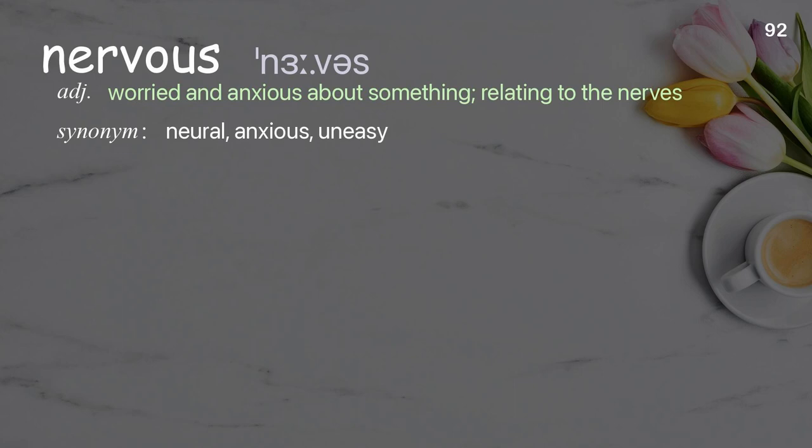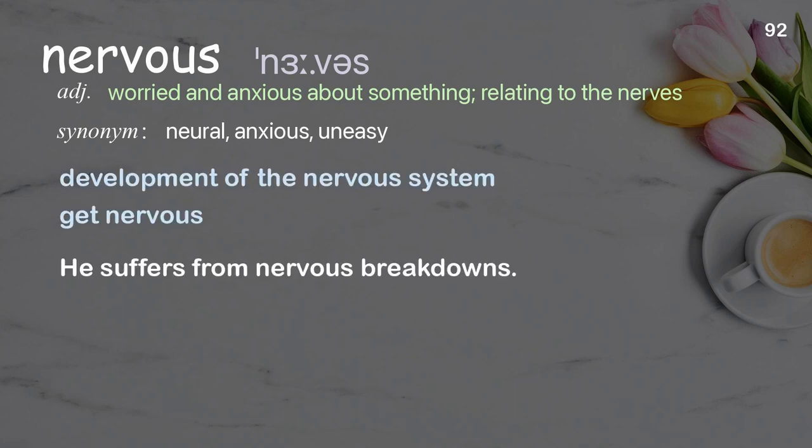Nervous. Worried and anxious about something; relating to the nerves. Examples: development of the nervous system, get nervous. He suffers from nervous breakdowns.